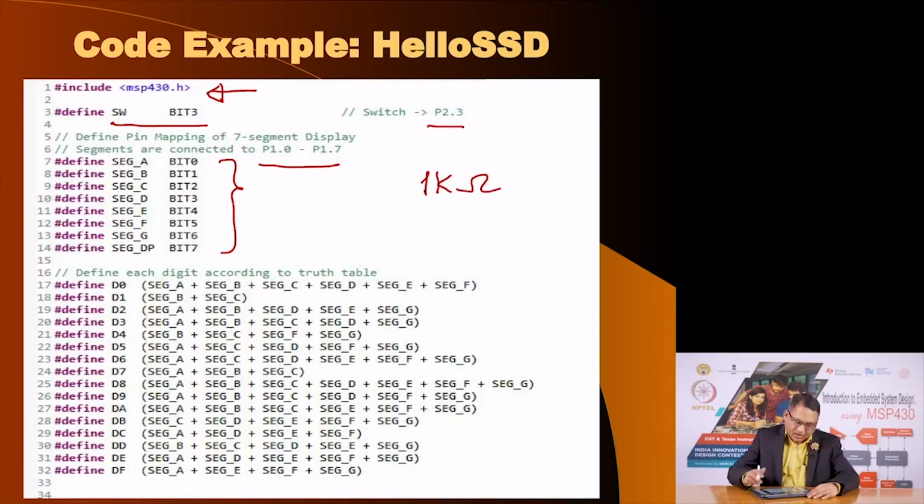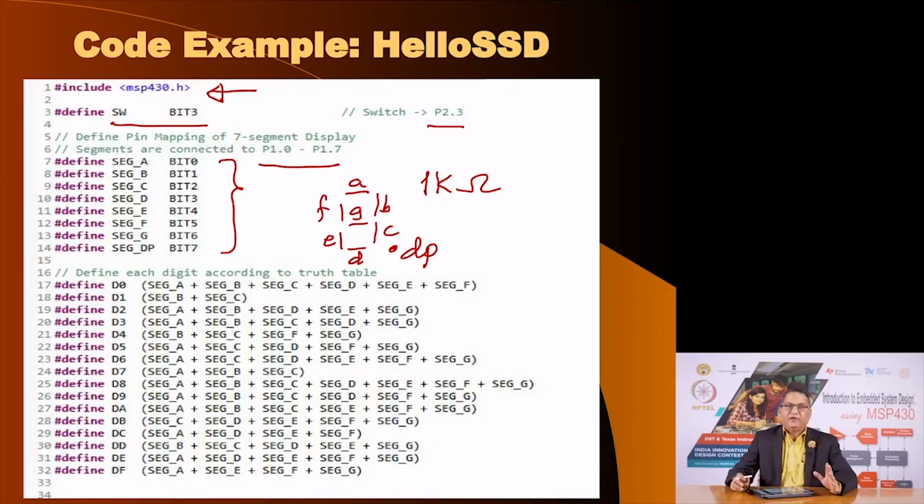So, what we are doing is we are defining that the segments of our display, which is like this, A, B, C, D, E, F, G and D, P, that we have connected segment A to bit 0, that means P 1.0, segment B to P 1.1 and so on.